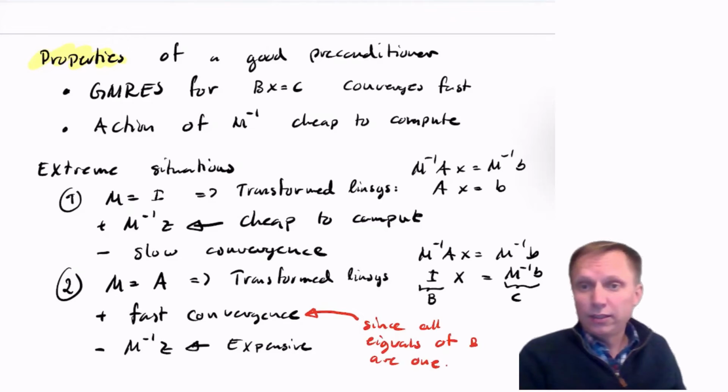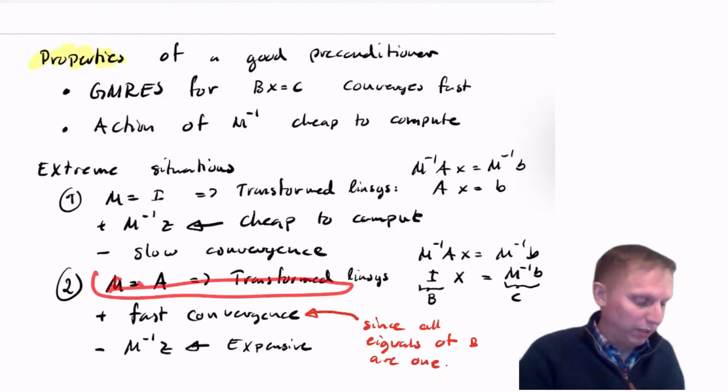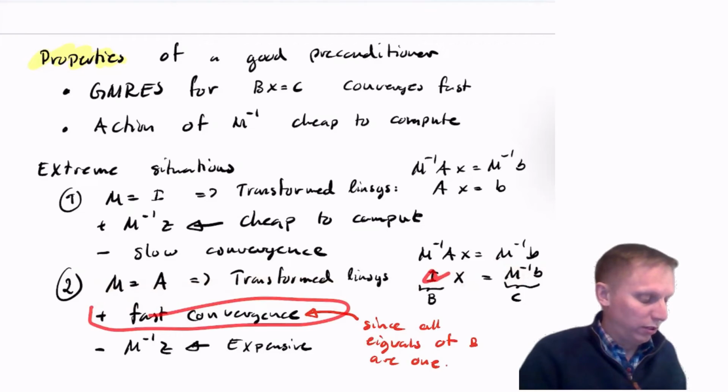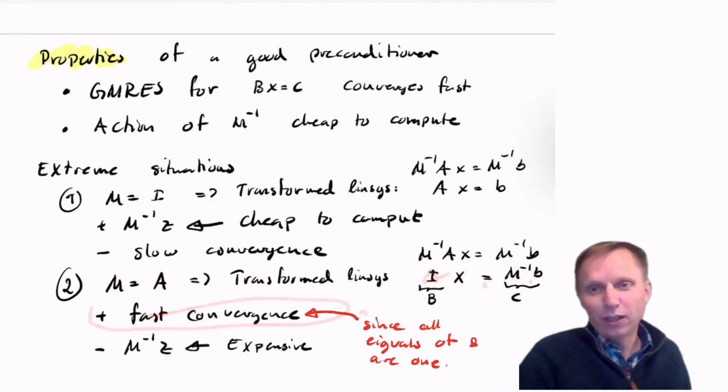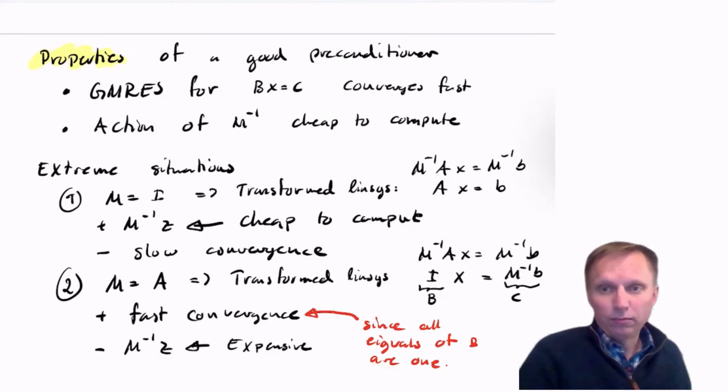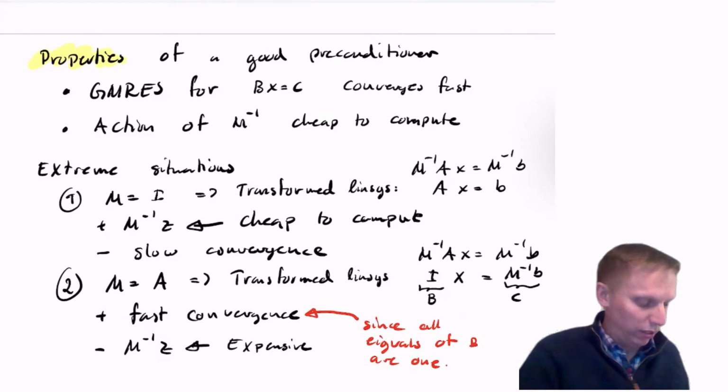The second idealized, extreme situation is when we select M equal to A, and then the transformed problem is just identity x equals M inverse b. It's somehow trivial that x equals M inverse b, but in this context, we look at this as the situation where you apply GMRES to this problem. Then you have fast convergence. In fact, you have convergence in one step, since all the eigenvalues are identical. But the downside is that the action of M inverse z is very expensive. In fact, it's as expensive as the original problem.